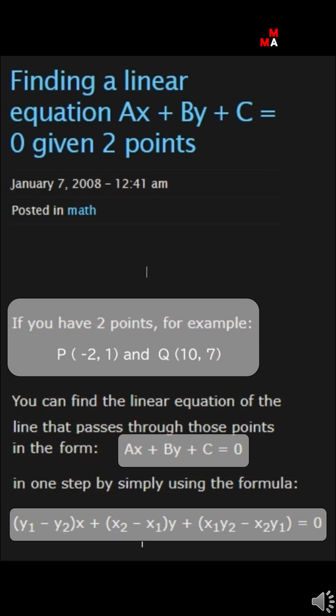If we go back to the second slide, we can see the line down the bottom is exactly the line that we've just derived.